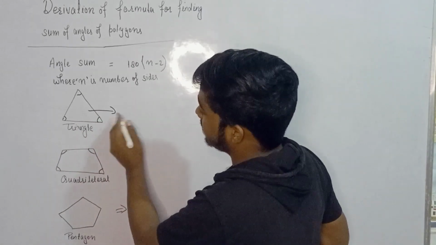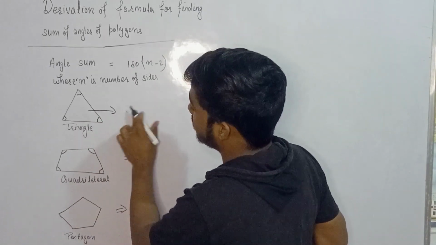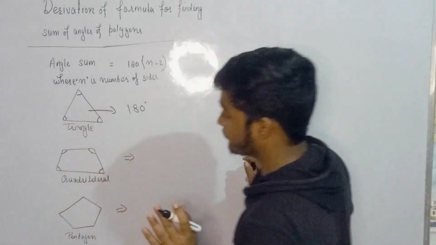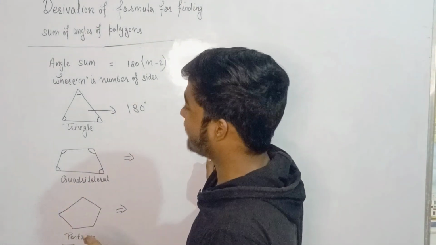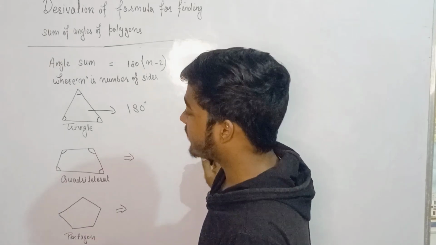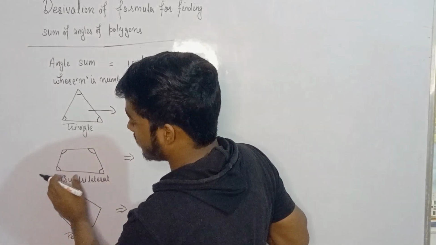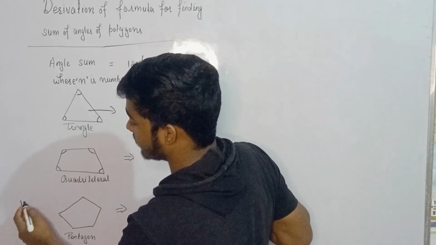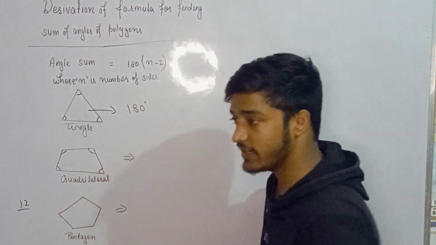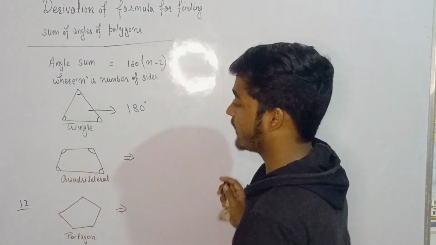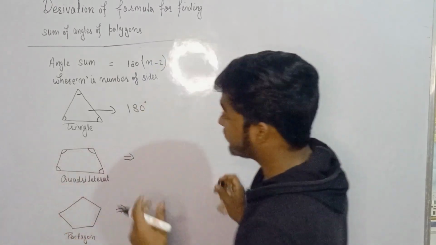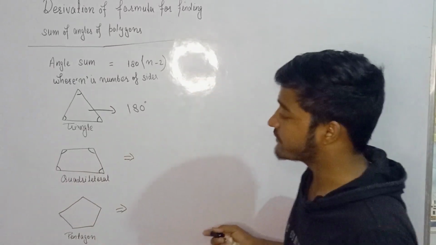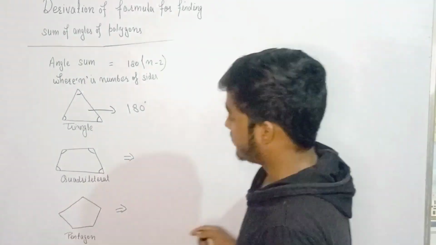I proved in the last video that the sum of angles of a triangle is 180. Today we will derive a formula by which you can find the sum of angles no matter how many sides the polygon has. Assume it has 12 sides, what is the sum of the angles of that polygon, right? Let us start.